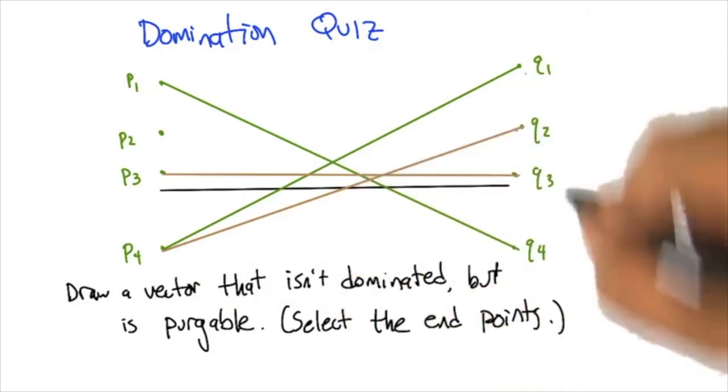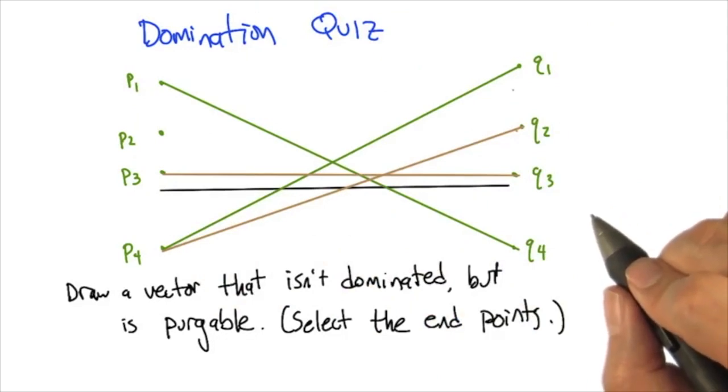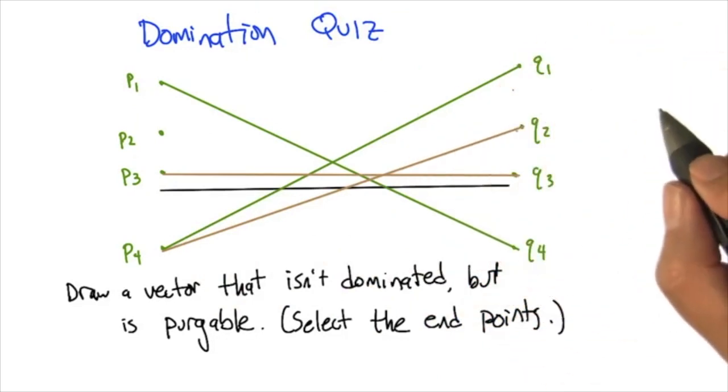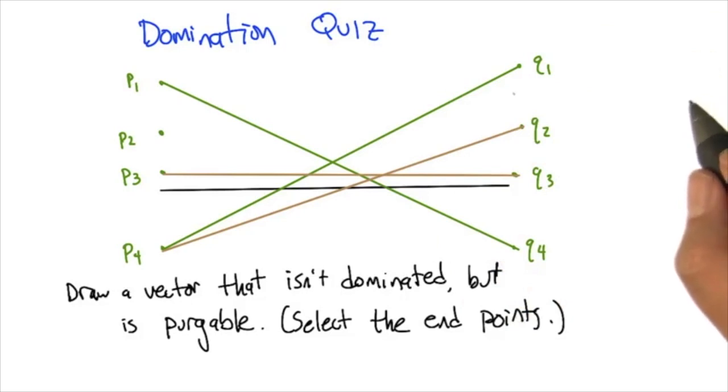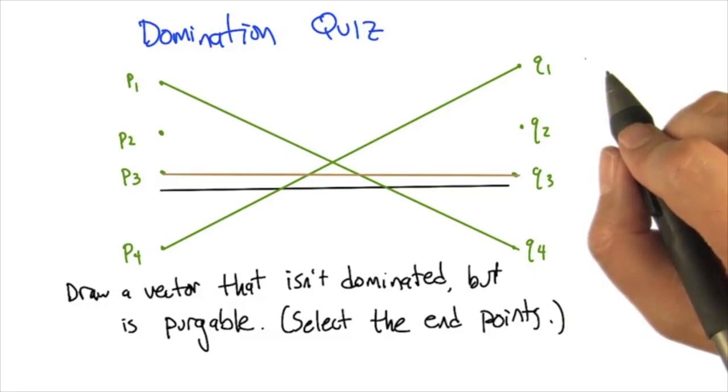It is dominated by this other vector. And that would also be true for P2 to Q4 with the other vector, and then anything that goes down from there. So if P4 to Q2 is dominated by P4 to Q1, then so would P4 to Q3 and P4 to Q4. All right, so this is the unique answer to this question.